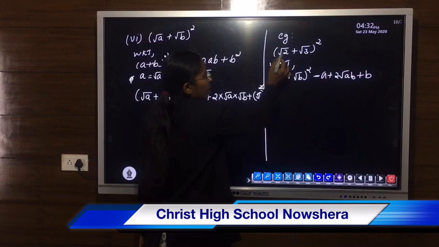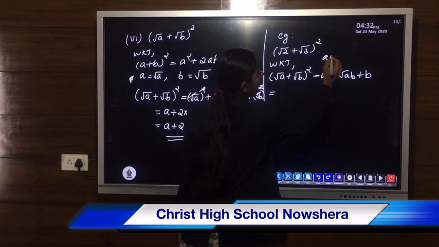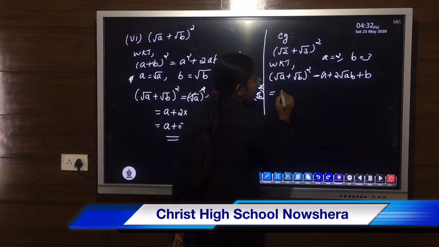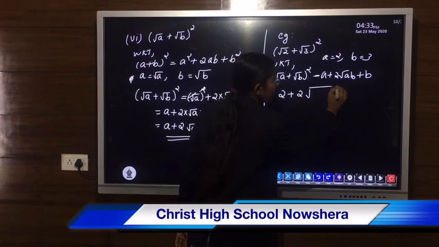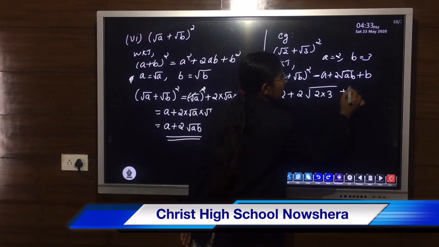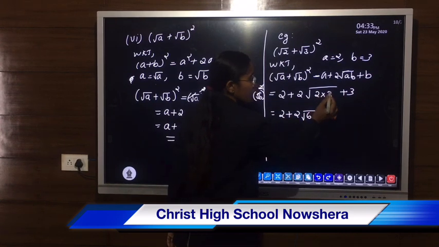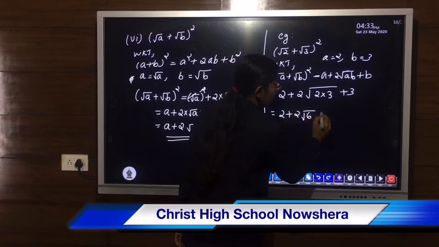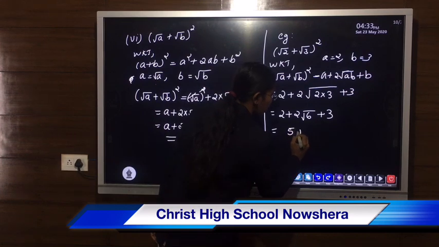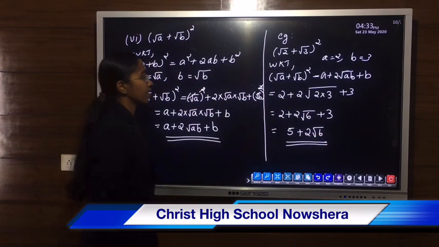Okay, here what is A? Here A is 2 and B is 3. So we can write A is equal to 2 and B is equal to 3. So what is our answer? 2 plus 2 into root of AB. AB means 2 into 3, plus B. Our B is 3. That is 2 plus 2 into root 6 plus 3, that is 2 root 6 plus 3. What is 2 plus 3? 2 plus 3 is 5. That is 5 plus 2 root 6. So this is our final answer.